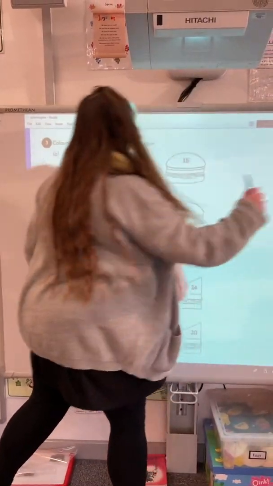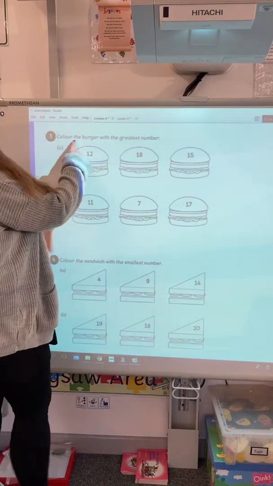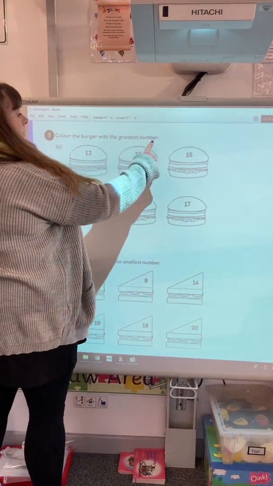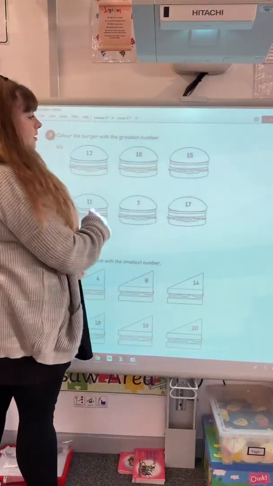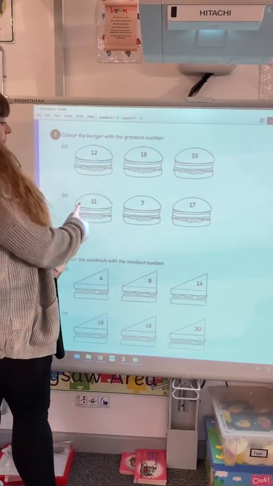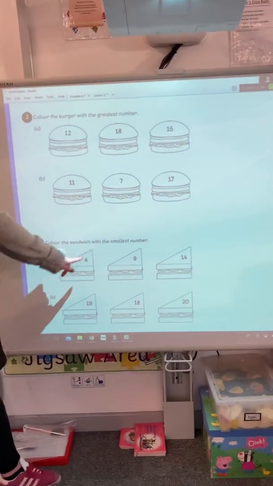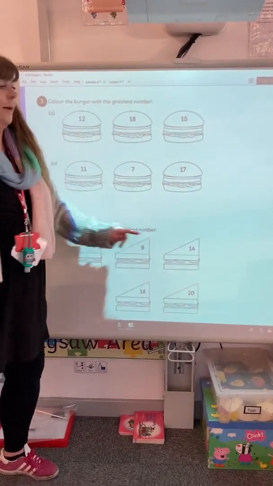Then the next page is the same again, but this time you've got more numbers. So colour the burger with the greatest number. So you've got these 3 numbers. Which one's the biggest, which one's the greatest, and colour it in. Repeat for this one. And the same for these sandwiches, but these ones you're looking for the smallest number.